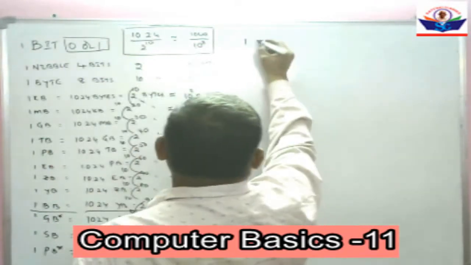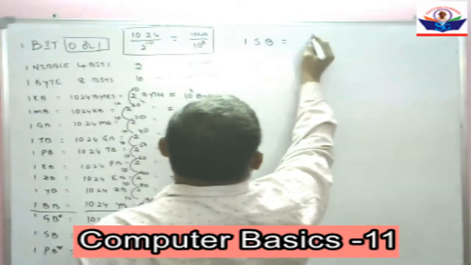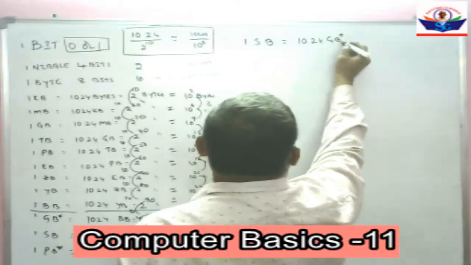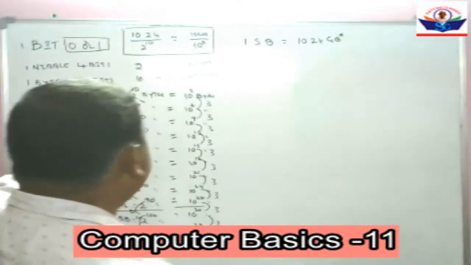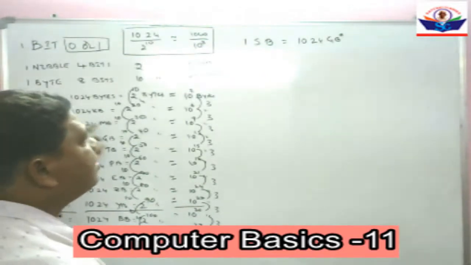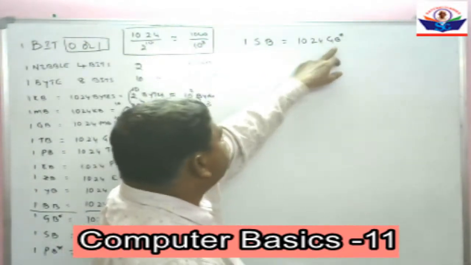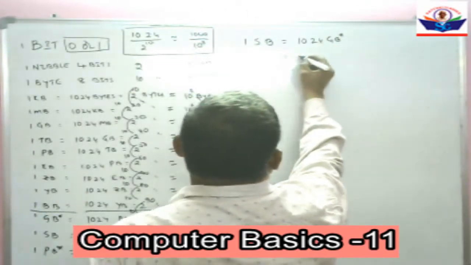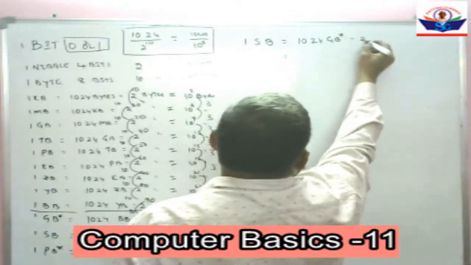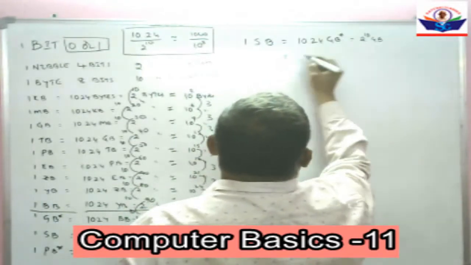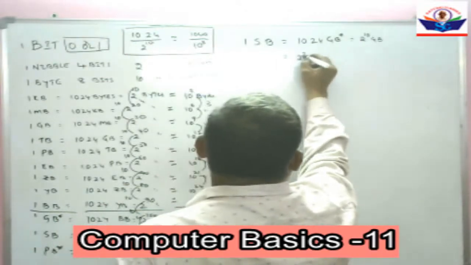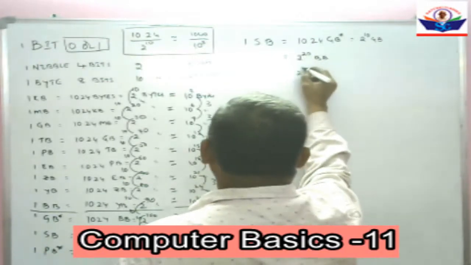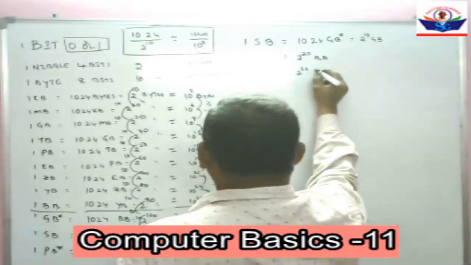1 second byte is equal to 1024 GB star. Already GB is there, gigabyte. This is geobyte. So in the geobyte we have given GB star. That is equal to 2 to the power of 10 geobytes. That is equal to 2 to the power of 20 protobyte. That is equal to 2 to the power of 30 yottabyte.